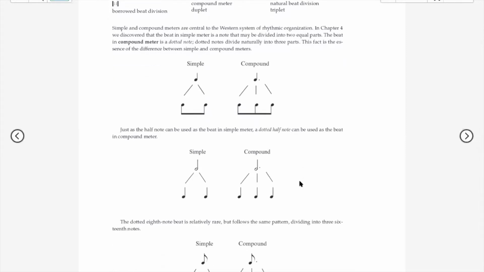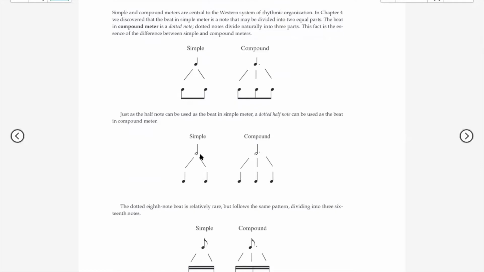Now, we could also use a half note to represent a beat, as you know. In compound beats, one beat might be represented as a dotted quarter or a dotted half, and those individual divisions would be triplets or quarter notes. So I feel like this can be confusing if you haven't heard it before.